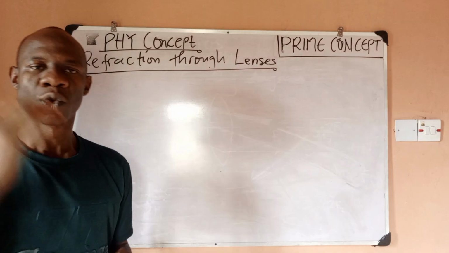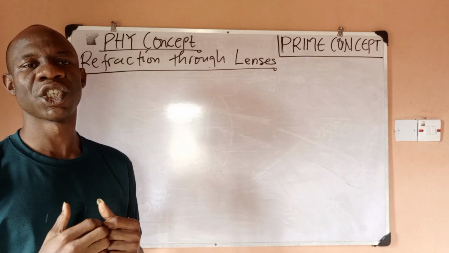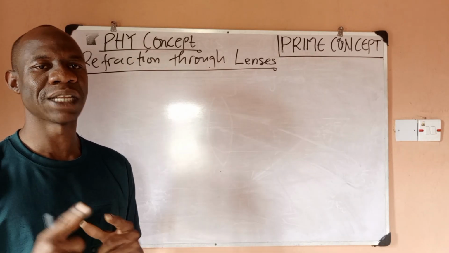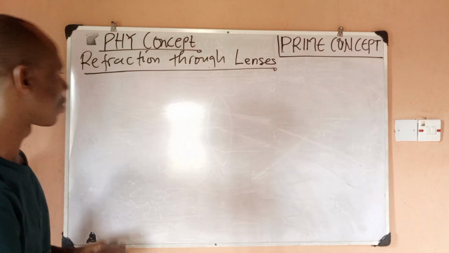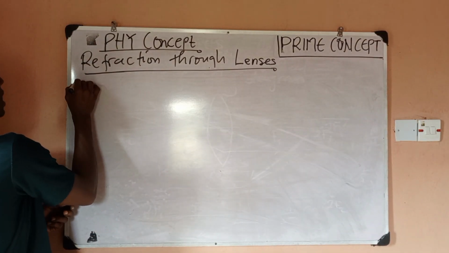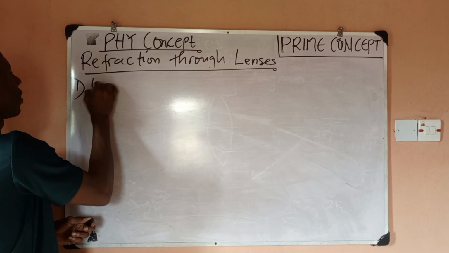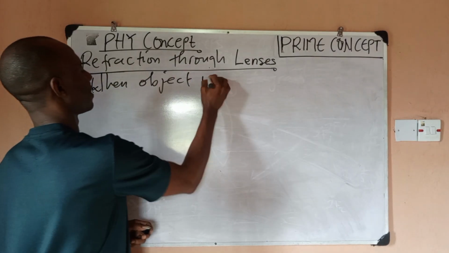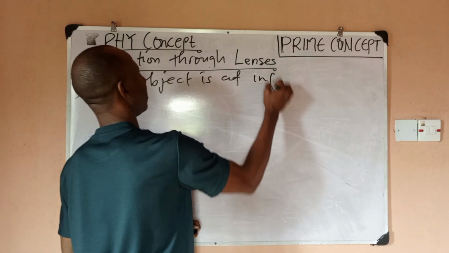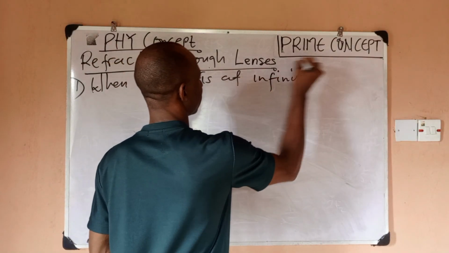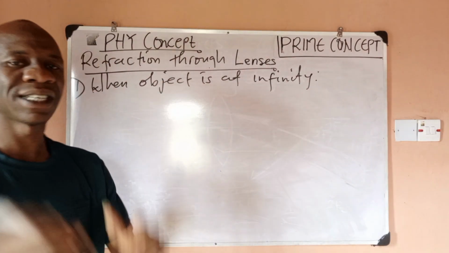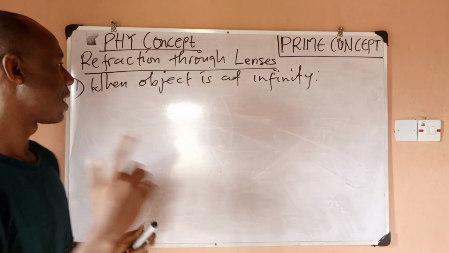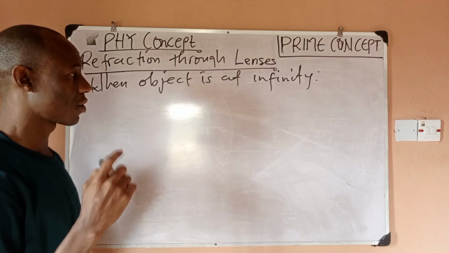In this video, we want to look at the image formation when objects are placed at different positions. We'll consider them one at a time. In this video, we're going to consider when our object, which is our first, when object is at infinity. So when object is at infinity, when our object is at a very far distance, where will the image be formed?